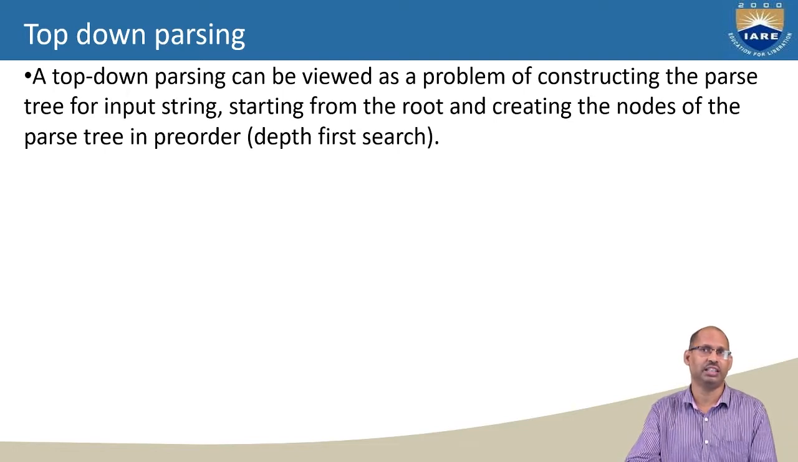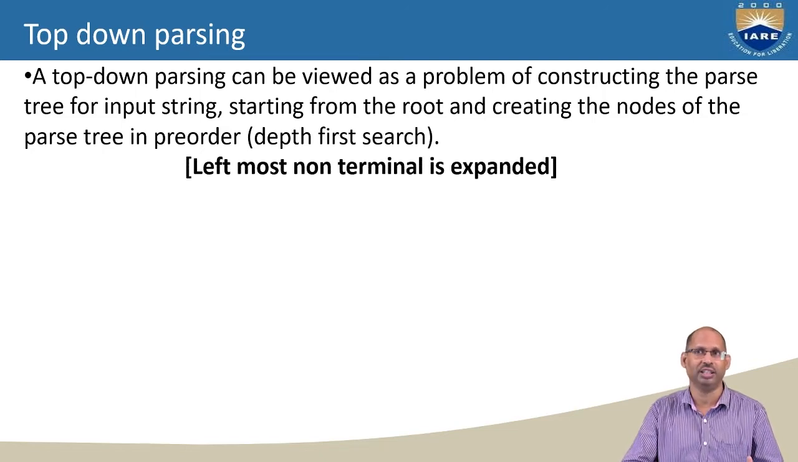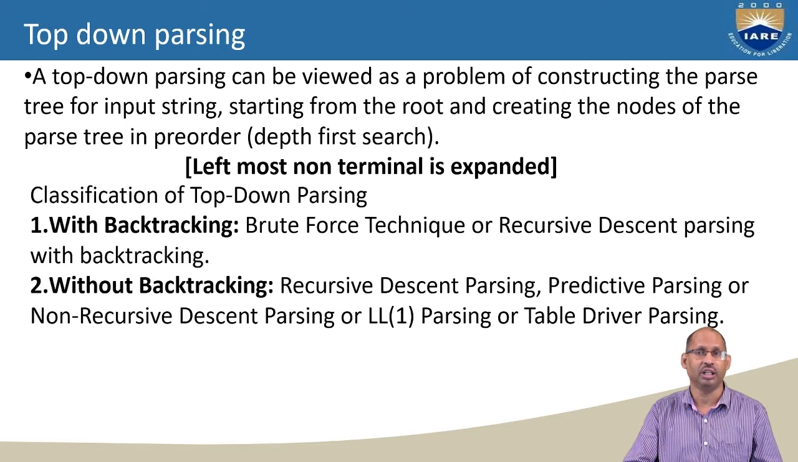So, first we'll see the top-down parsing. It can be viewed as a problem of constructing the parse tree for the input string, starting from the root and creating the nodes of the parse tree in pre-order, depth first search. So, in the top-down parsing method, we use the leftmost derivation and we start deriving from the root and we create the nodes of the parse tree in pre-order, right? Always we replace the leftmost non-terminal when expanding, in the top-down parsing method.